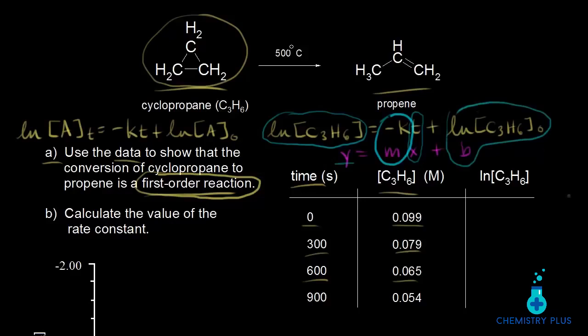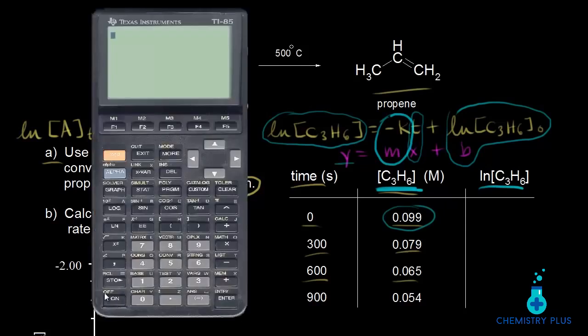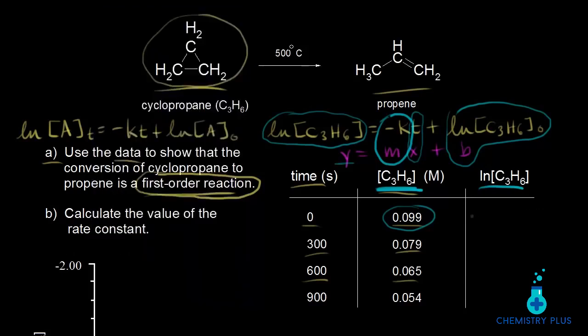So if we're going to graph that, we need to figure out the natural log of the concentration of cyclopropane. Right now we have only the concentration of cyclopropane. We need to take the natural log of all these numbers before we graph something. So we need to take the natural log of 0.099. So we get out the calculator here. Natural log of 0.099 gives us negative 2.31. So we put negative 2.31 here.